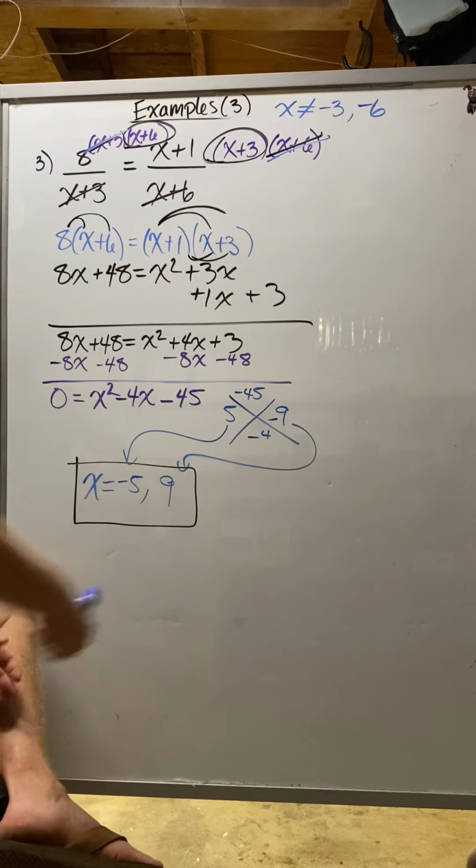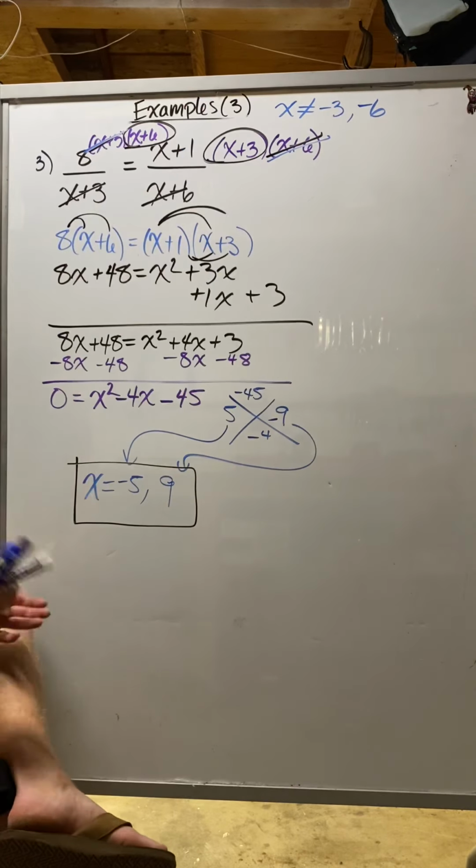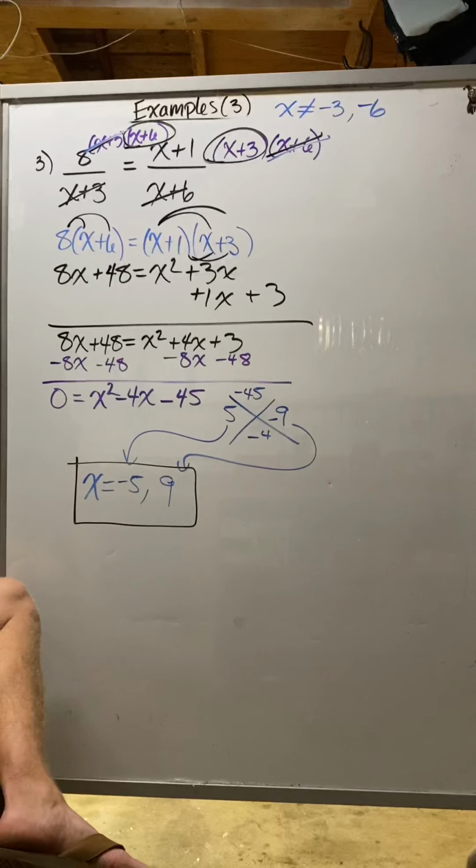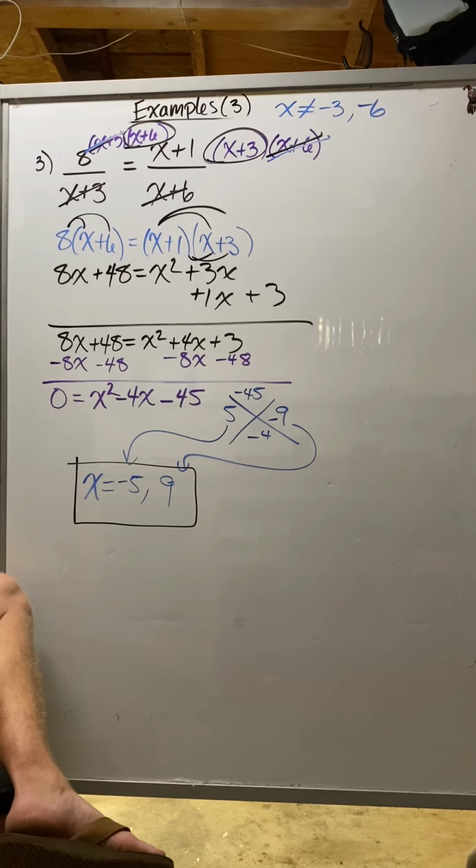Really work on this timesing by the common denominator piece. I know that's going to feel weird to you, but you have to do it. It's, in my opinion, the fastest way to get done with these particular types of problems. So those were my 3 examples.